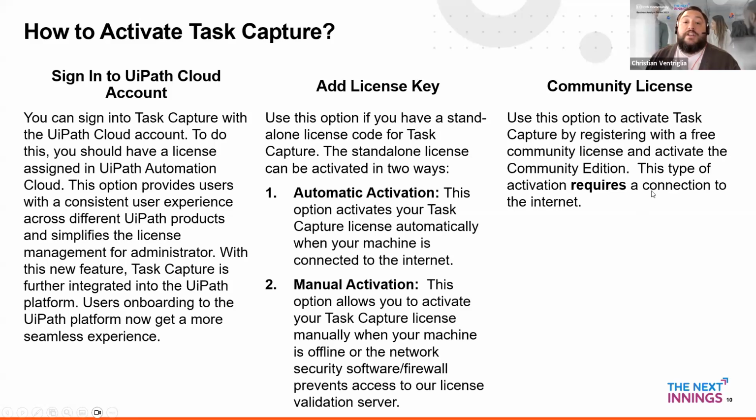And then finally is the community license activation, and that's the most simple one. For folks who are not using the enterprise license, they would use the community license to activate the tool. This does require the internet because it reaches out to the license validation server to get the activation squared away. So those are the three methods for activating Task Capture. And once you're activated, you're ready to use the tool. The tool's ready to go, and we're able to start documenting processes, start capturing.